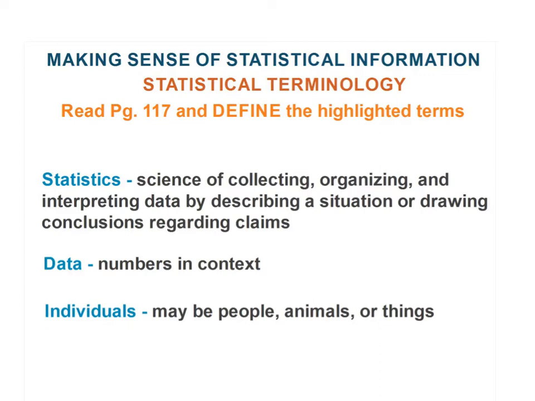These definitions can be found on page 117 of your textbook, but I've also put them in the video as well. The first definition that you need to write down is just statistics. Statistics is the science of collecting, organizing, and interpreting data by describing a situation or drawing conclusions regarding claims. The data represents the numbers that are in the specific context that you're looking at. Individuals, that may be people, animals, or things, and these are generally the people, animals, or things that you're doing the statistical study on.